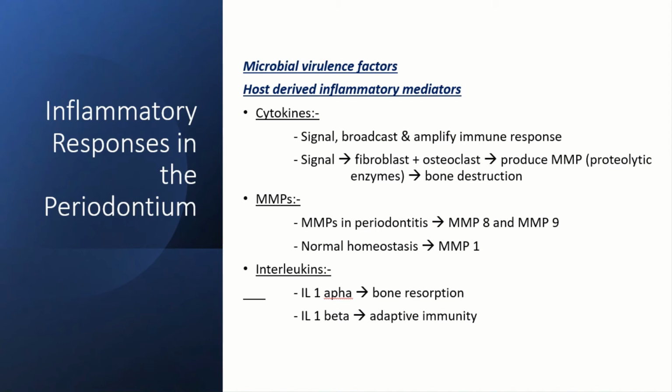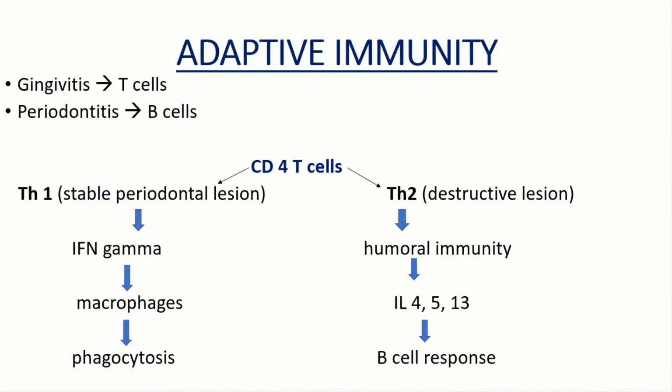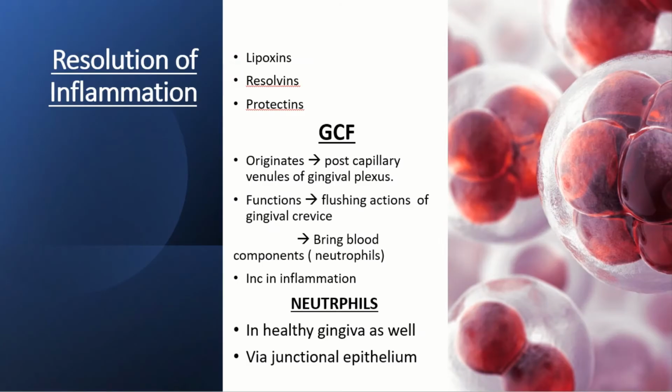Matrix metalloproteinases, what are these? These are enzymes that degrade the extracellular matrix. The major matrix metalloproteinases present in periodontitis are MMP8 and MMP9, whereas normally MMP1 predominates. We have interleukins next. What I found to be important here are only these 2 points: interleukin 1 alpha mediates bone resorption, and interleukin 1 beta's main function is adaptive immunity. The resolution of inflammation is by lipoxins, resolvins, and protectins.